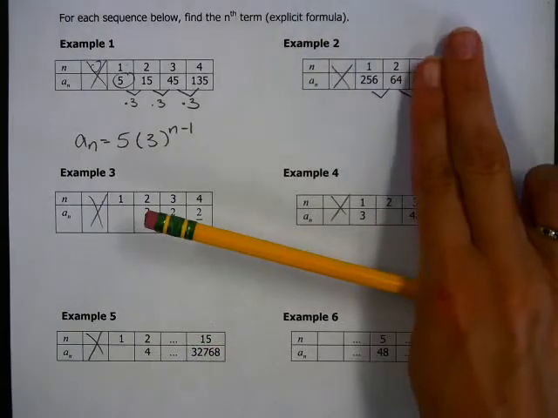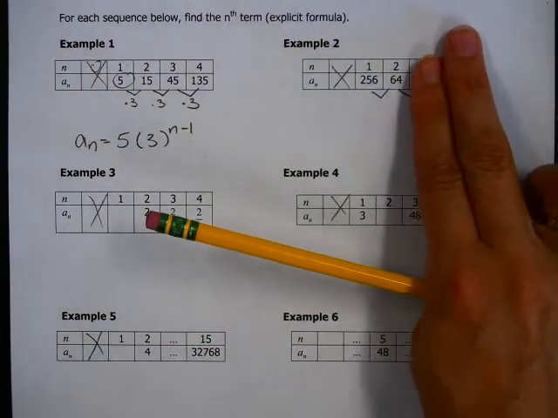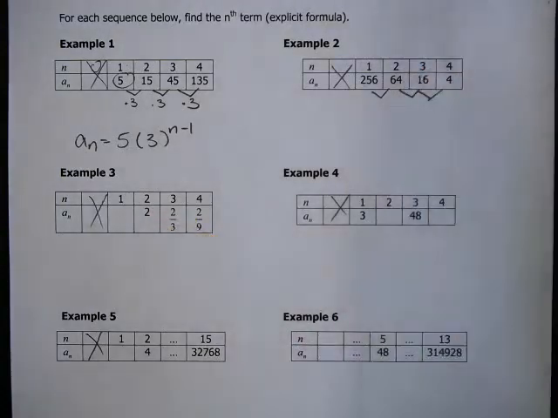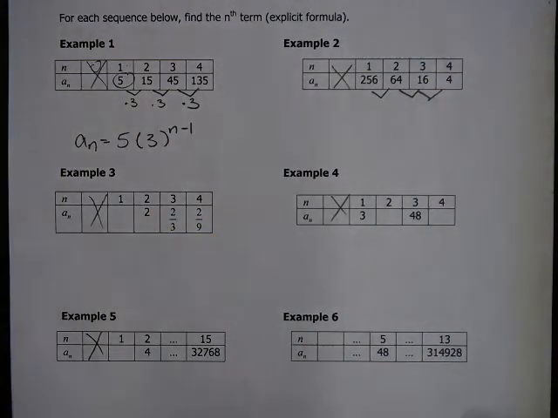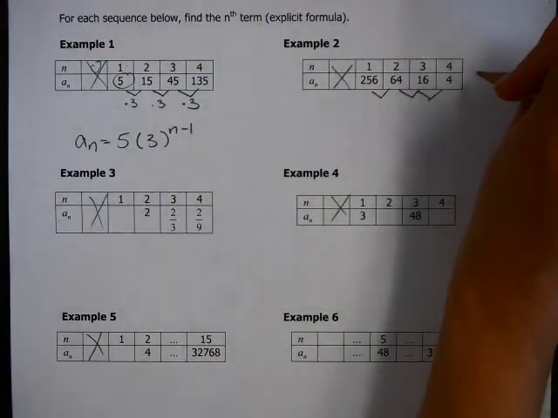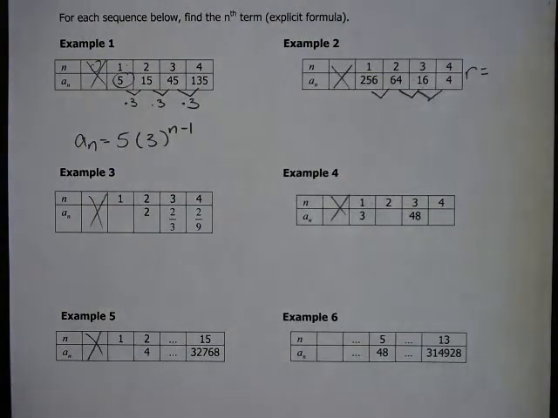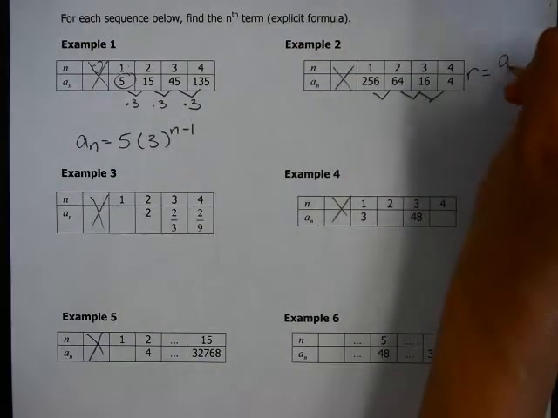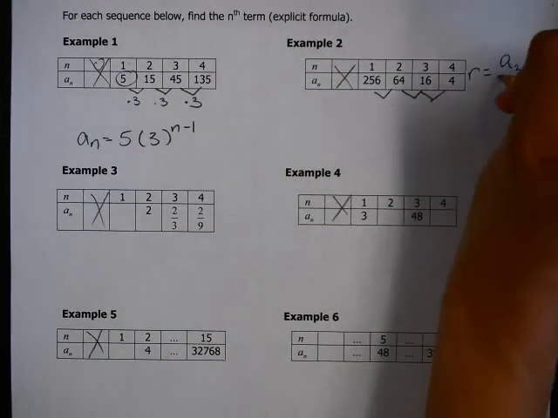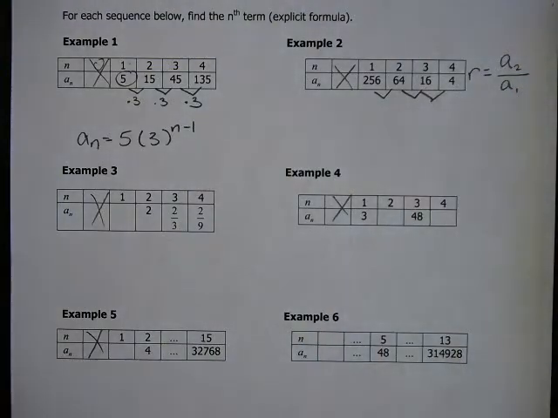But if I hadn't given you 16 and 4, if all I gave you was 256 and 64, unless you had a calculator in your hand, it might be a little bit tougher to come up with that number. So here's something that we can do. For any sequence, the common ratio will always be the second term divided by the first term.